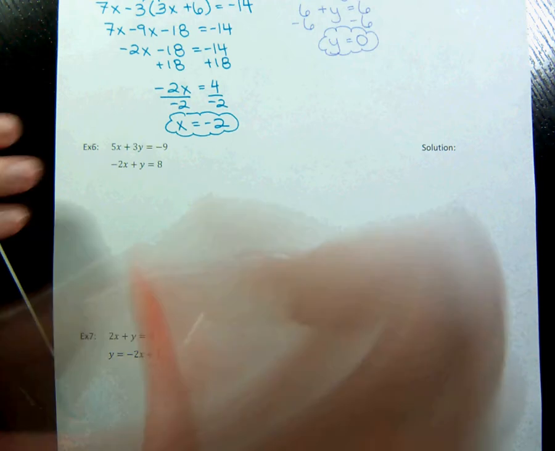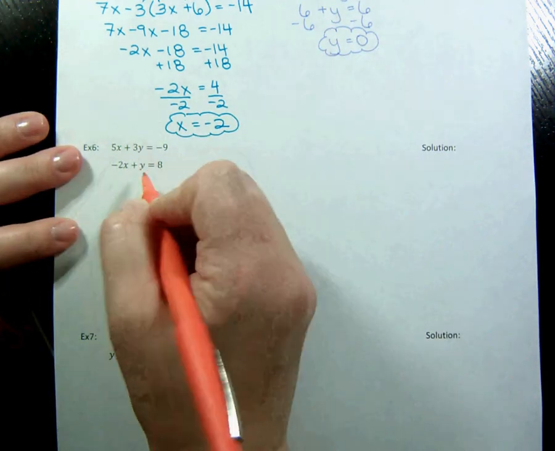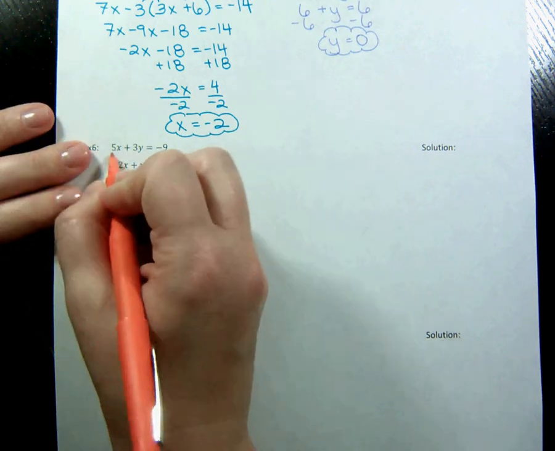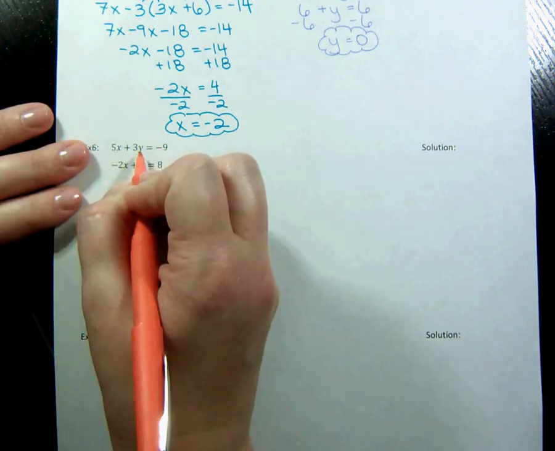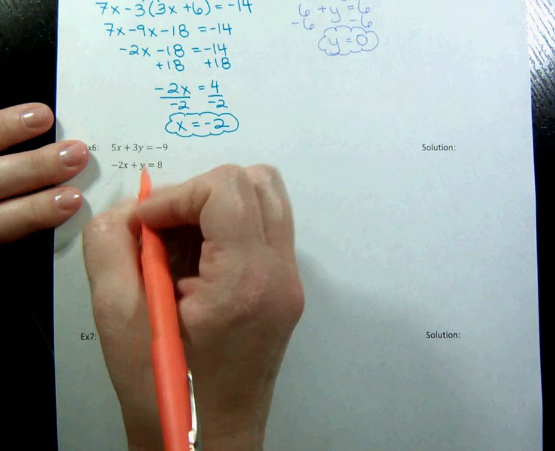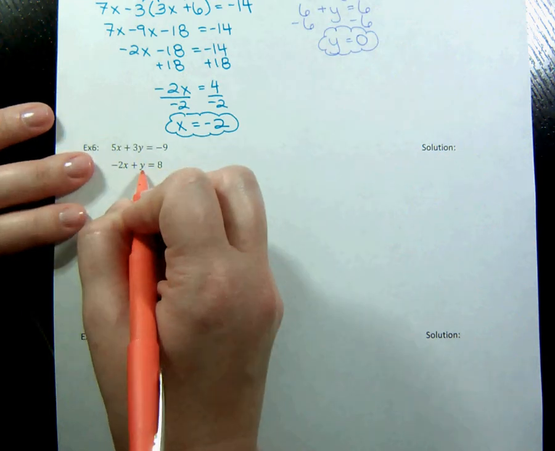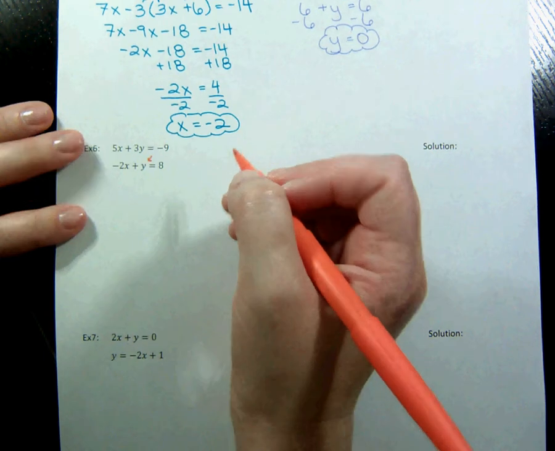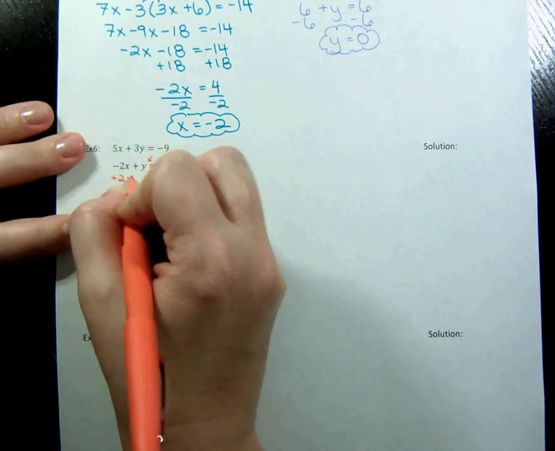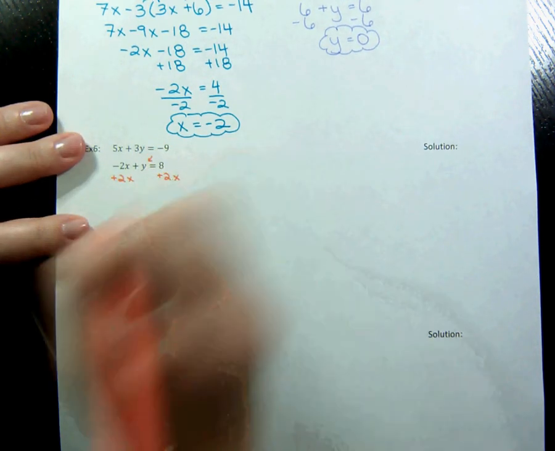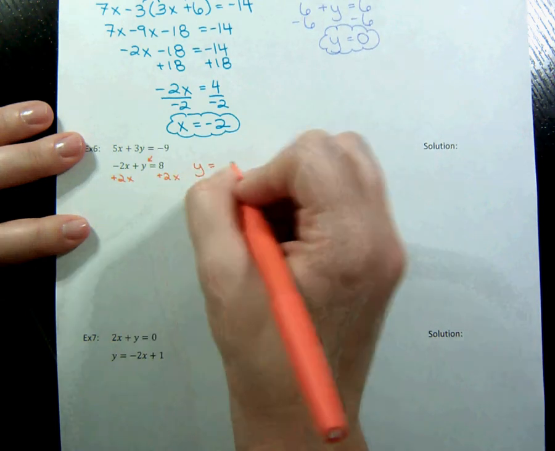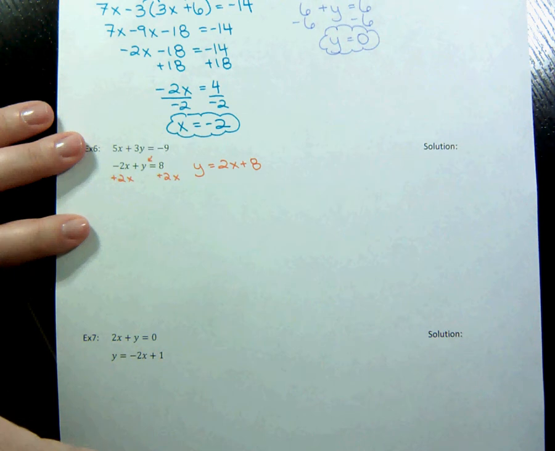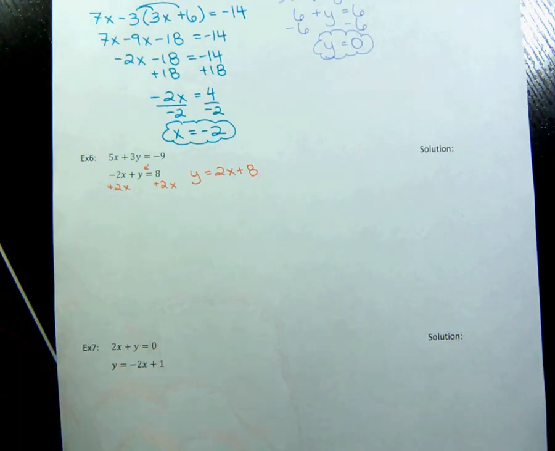Again, on example 6, both equations are in standard form, so none of the variables are isolated. The first equation, those coefficients are big, so it would take a lot of work to get one of them isolated, but on the second equation, this y term is already almost isolated. So all we have to do is move that 2x to the other side, and we get y equals 2x plus 8, and we can make our substitution.